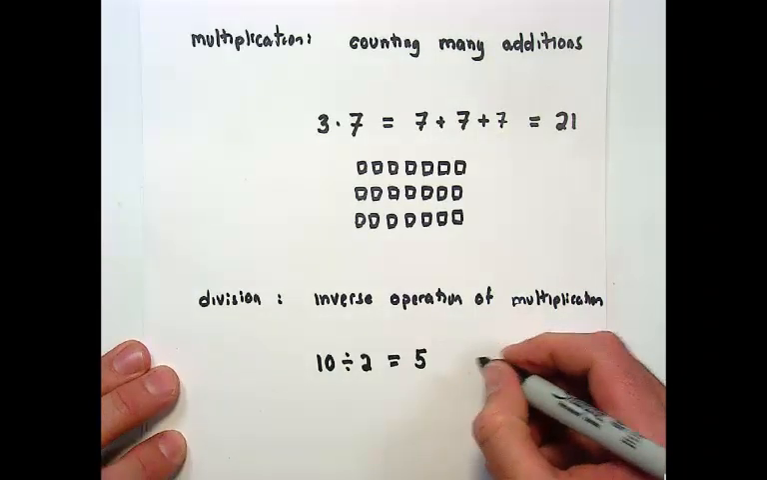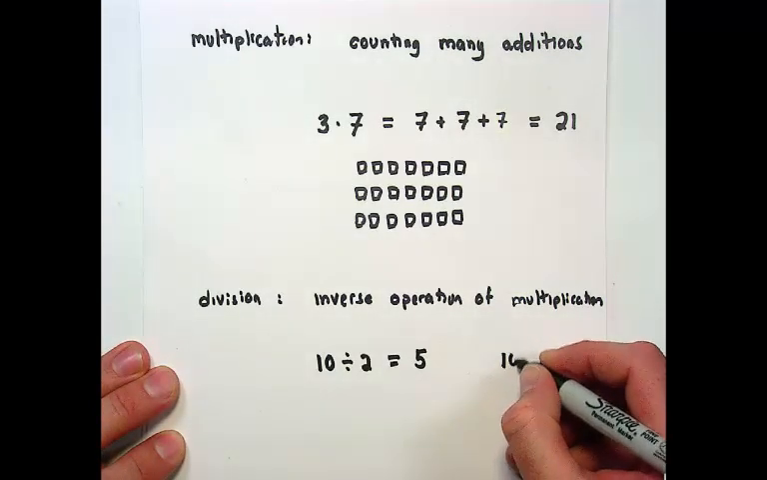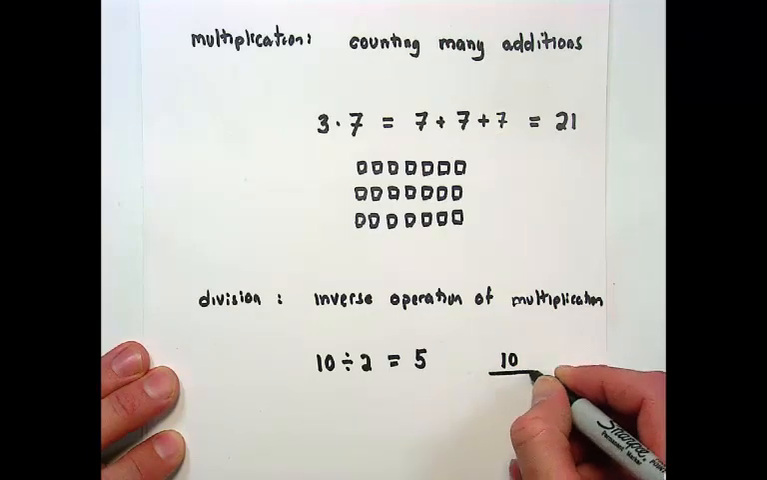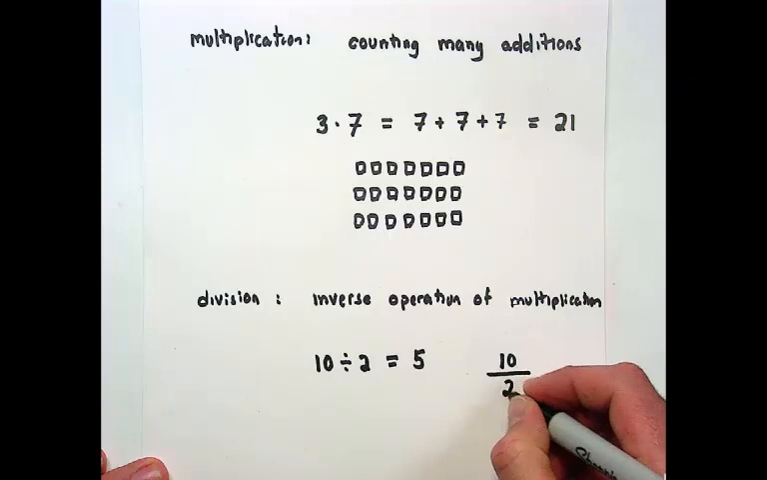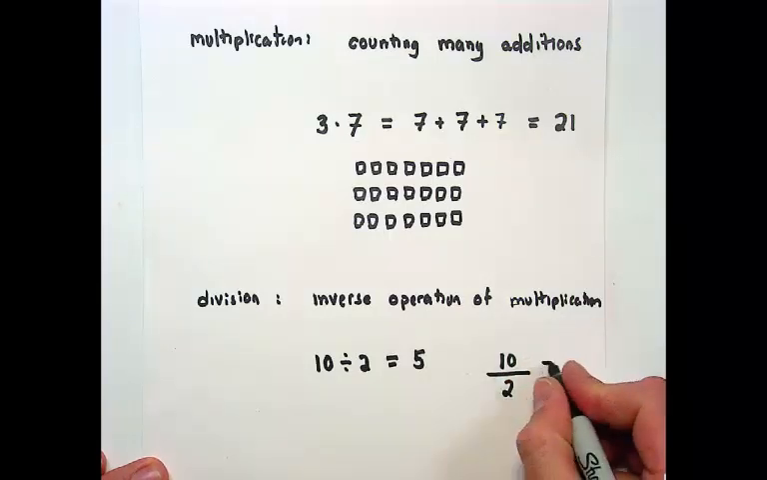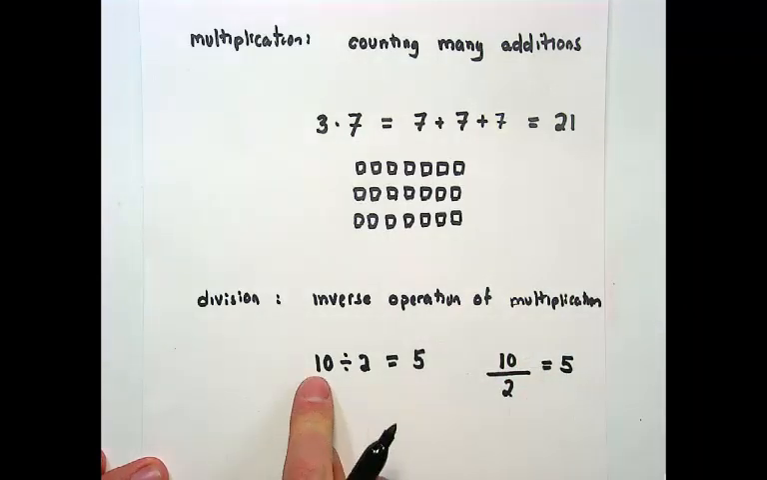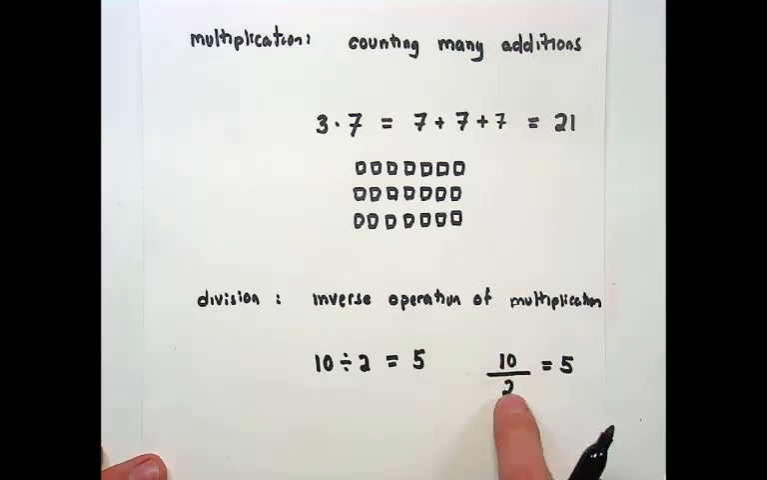Another way to say this is using the division line, or the division, like little, there's a formal name for that. I kind of forget it at this moment. 10 divided by 2 equals 5.